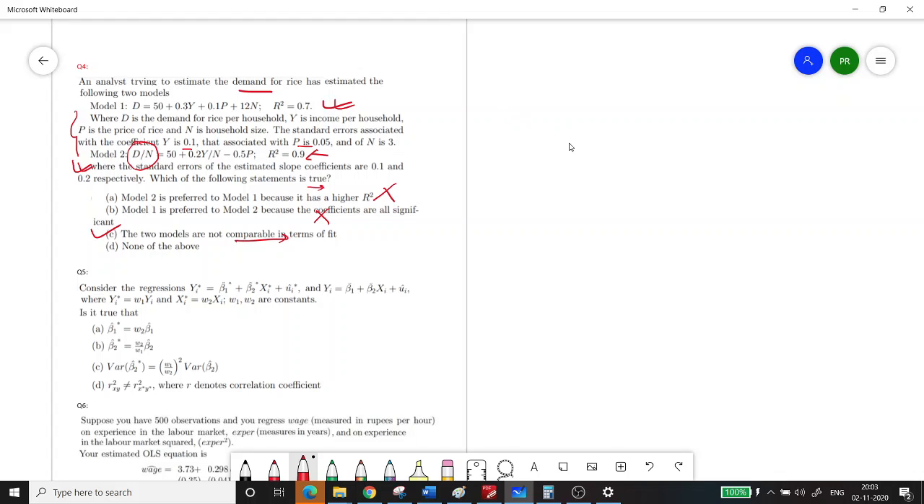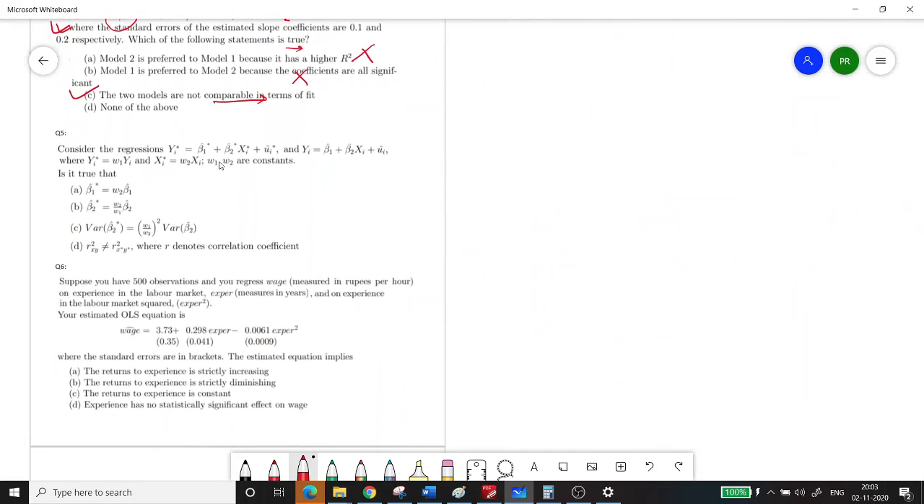Okay. Next question. It says, consider the regressions yi star is equal to beta 1 hat star plus beta 2 hat star xi star plus ui hat, and yi is equal to beta 1 hat plus beta 2 hat xi plus ui hat, where yi star is equal to a constant times yi and xi star is equal to a constant times xi, where W1 and W2 are constants.